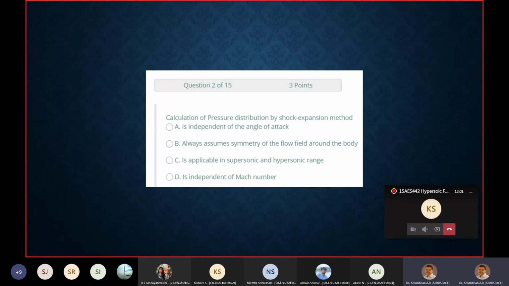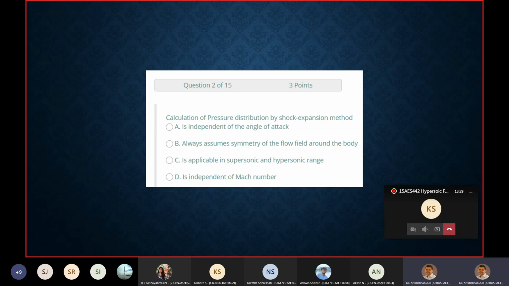Okay. Is independent of angle of attack. I hope it should be obvious, because if there is an angle of attack, then the initial formation itself is going to be different for the two phases. Okay. And always assumes symmetry. That's not correct, because even if there is an asymmetry, for example, if there is an angle of attack, there is an asymmetry. Even in that case, we can use the shock expansion method.